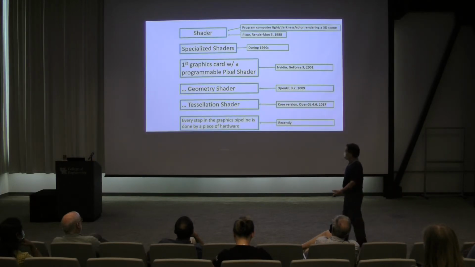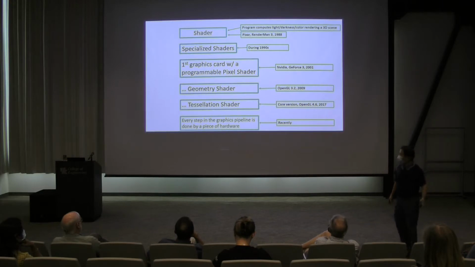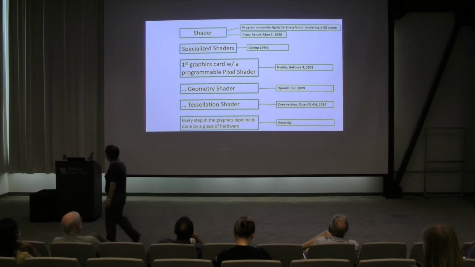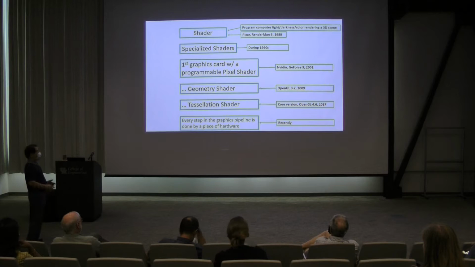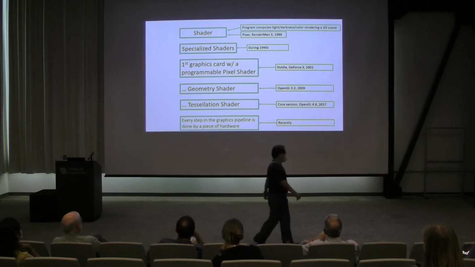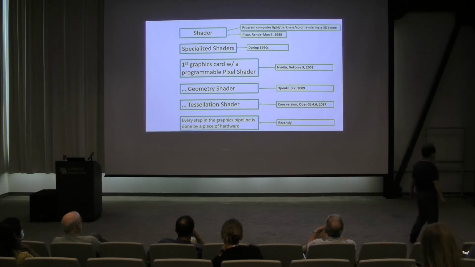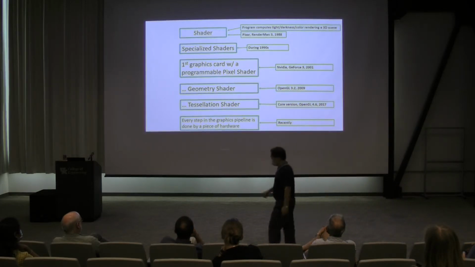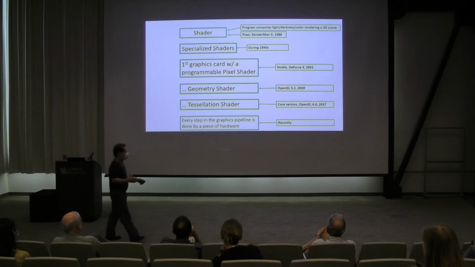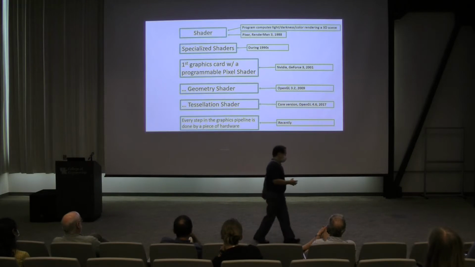So what is a shader? A shader initially was basically a piece of software, a computer program, to compute light, darkness, and color to render a 3D scene. This term was introduced by Pixar in RenderMan in 1988. So initially, a shader is just a program. But then the concept became very successful and eventually very popular.